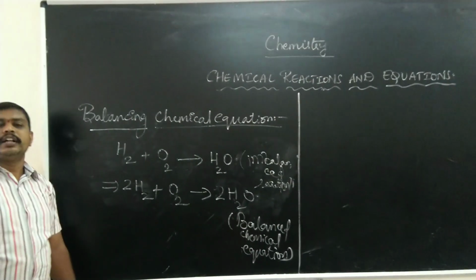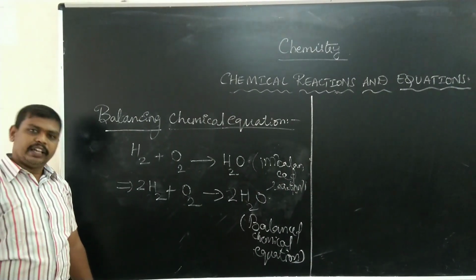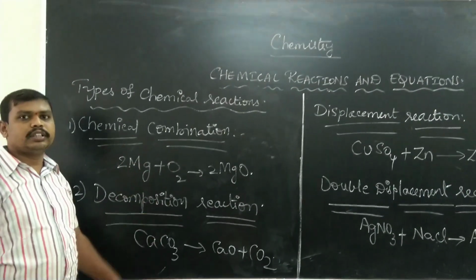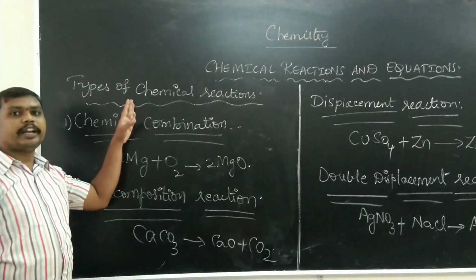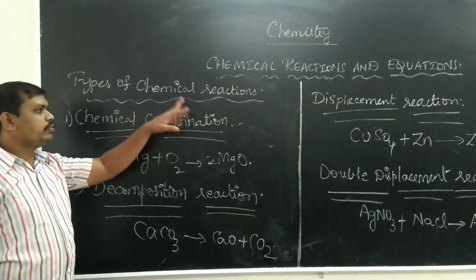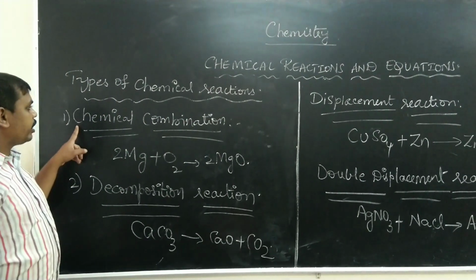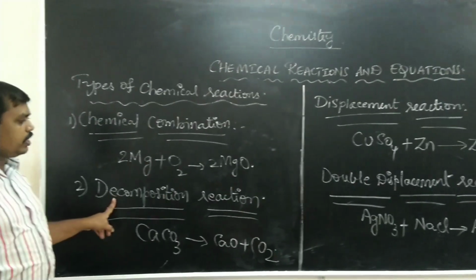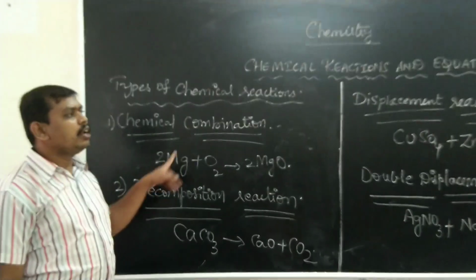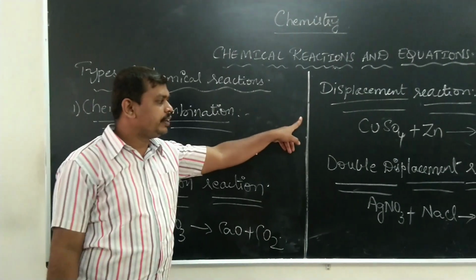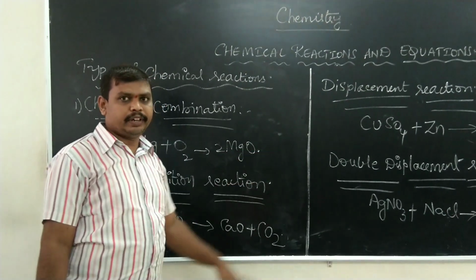Okay, students, this is a balanced chemical equation. So students, the next concept is types of chemical reactions. We have 4 types of chemical reactions. The first one is chemical combination. The second one is a decomposition reaction. The third one is a displacement reaction. And the fourth one is a double displacement reaction.